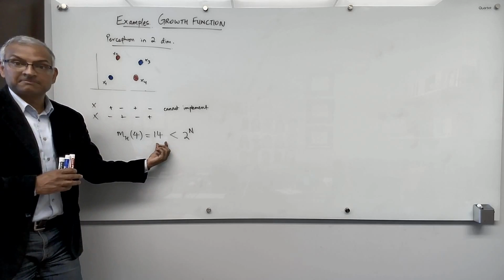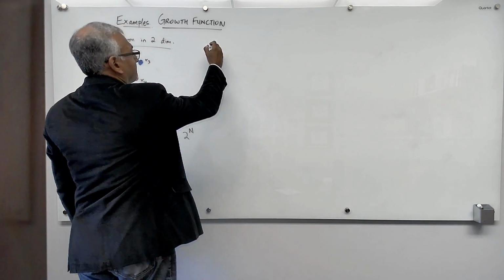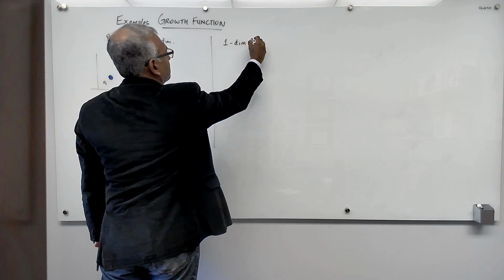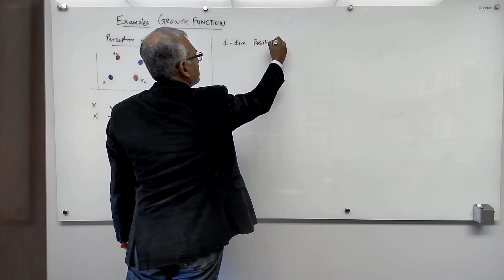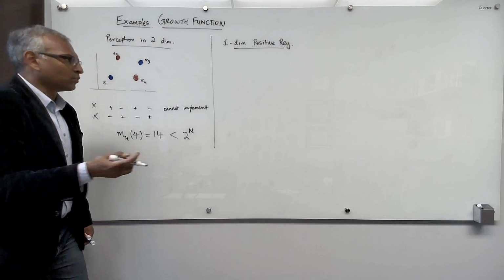It's much better. Let's consider another example: the one-dimensional positive ray. I'll tell you what the hypothesis looks like. So we're in one dimension.